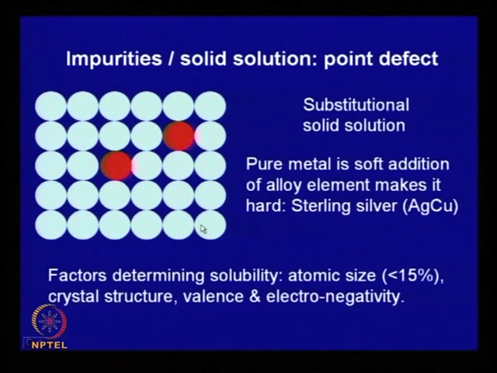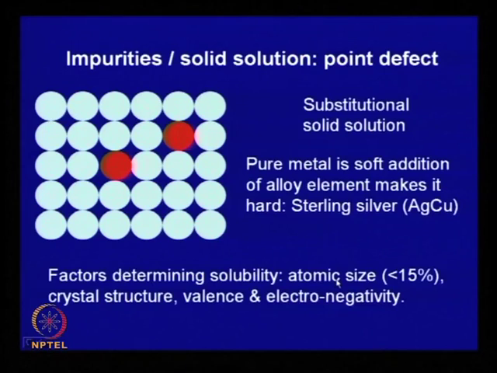Now, pure metal, as has been mentioned, is soft, and addition of alloying elements makes it hard. This example I gave is that of sterling silver. Now, what are the factors which will determine how much of another metal a particular lattice can dissolve? This will primarily be determined by certain characteristics of these two metals, and these are the factors listed here.